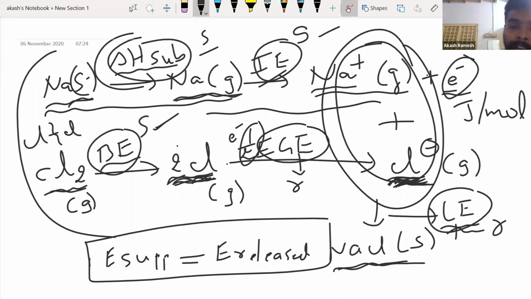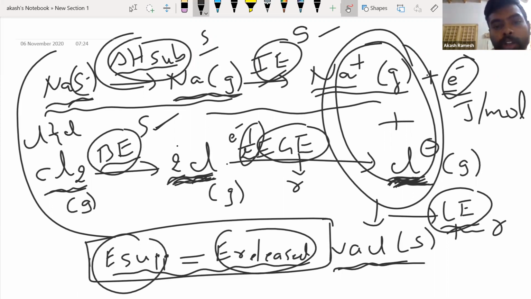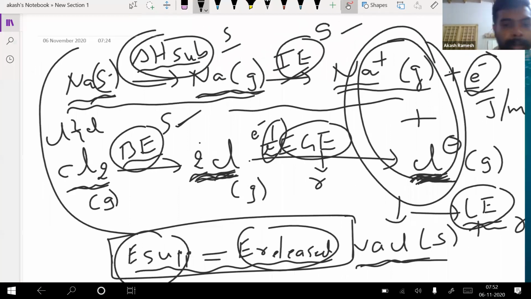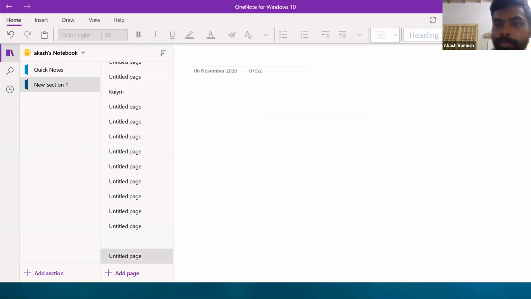So everybody understood why certain energies are supplied, why certain energies are released. And in the Born-Haber cycle, what you have to make sure is the total energy supplied is equal to the total energy released. So what I have to do is put on one side all the energy supplied and on the other side all the energies released. That will do. You can also do it, I'll also do it. Let me make a new page.